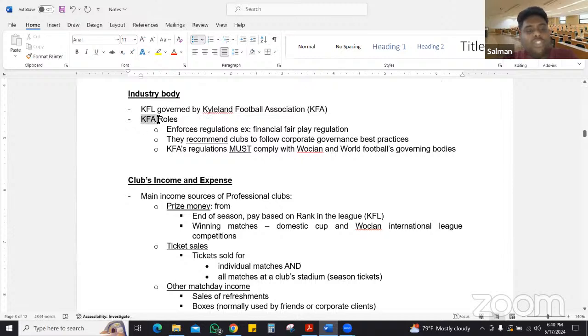KFA, the Kailan Football Association, what are their roles? What does the Kailan Football Association do? One is they enforce regulations. Example, things like fair play regulation.